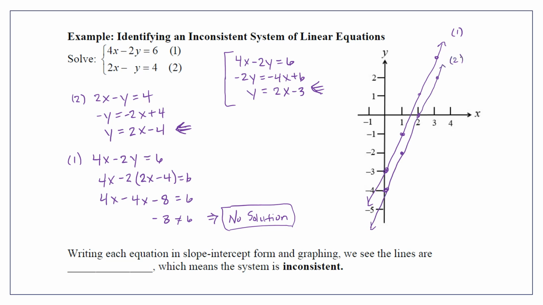So we see here that graphically, both of these lines do not intersect with each other. Therefore, there's also no solution because there's no intersection point. So writing each equation in slope-intercept form and graphing, we see the lines are parallel, which means the system is inconsistent because there's no point of intersection. Okay.